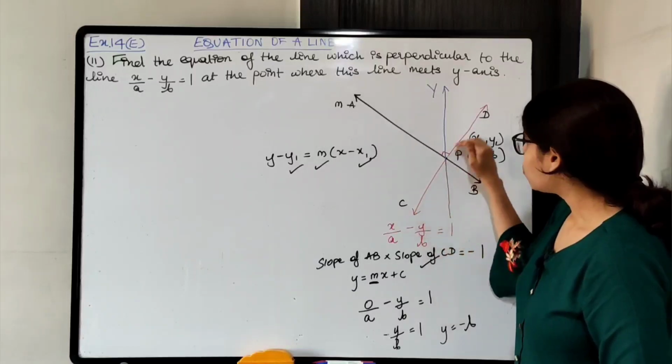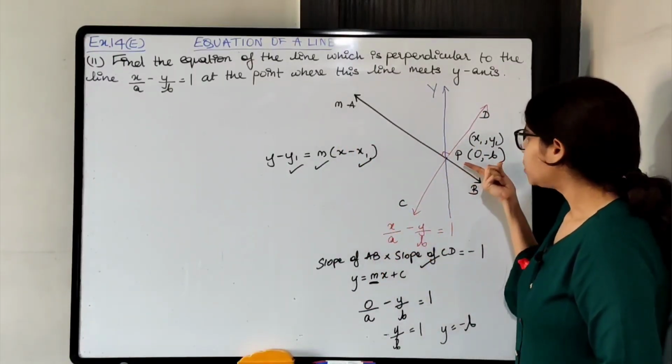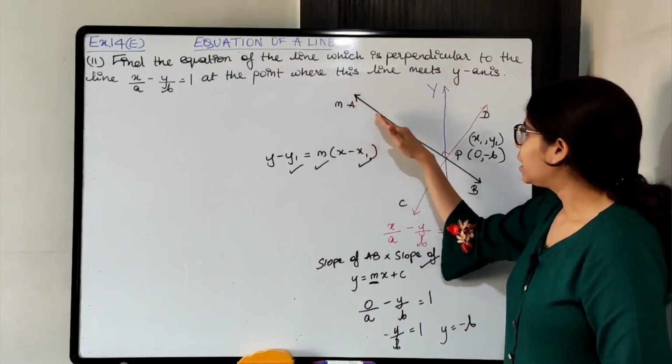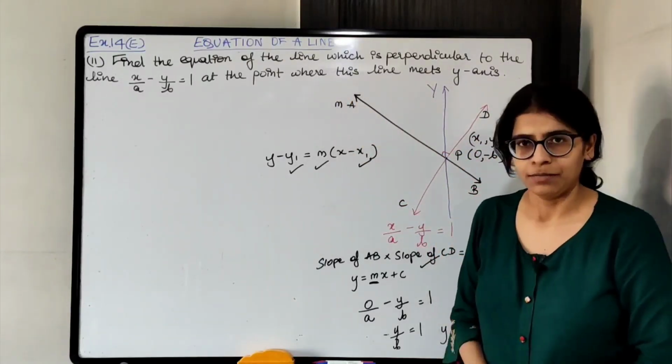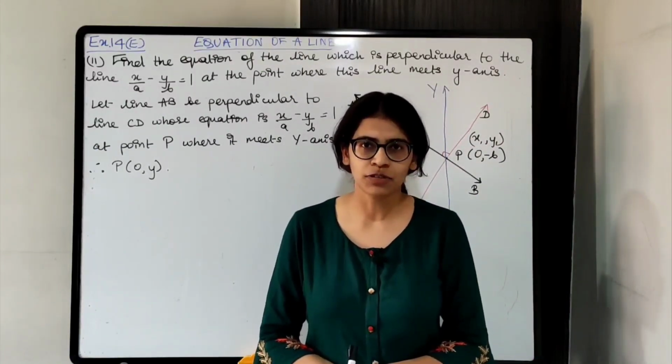First we'll find the slope of CD, from which we'll get the slope of AB, then we'll find the coordinates of P, and then finally we'll get the equation of the line AB. Okay, make sure you draw the figure first and then start with the solution.